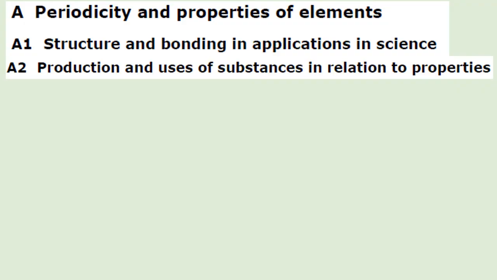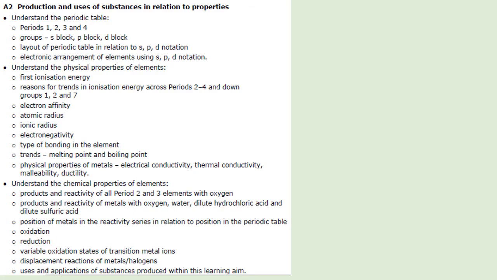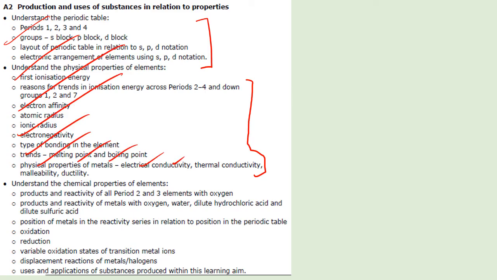There are 2 learning aims, and this series of lessons is to cover the second learning aim, which is the production and use of substances in relation to properties. Doesn't really give too much away there. And that's the entire list there. The first 4 videos that we've done have in fact covered all of these objectives, so all we've got left to cover are these sections here.